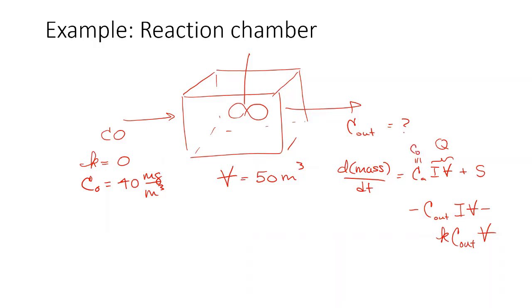The S term is equal to what? 0. Excellent. We have no source within the reactor. And since K is 0, the last term is also 0. So what is the concentration leaving at this point right here, leaving the reactor? The same as the inflow. Yeah, exactly. It's the same as the inflow.